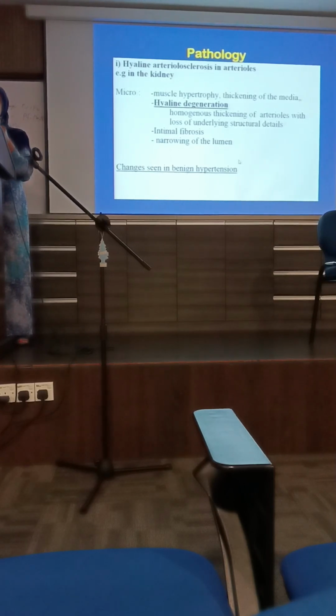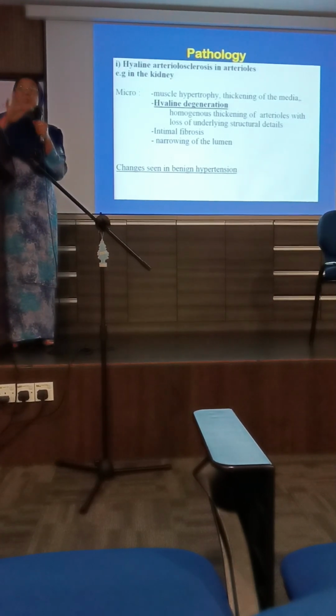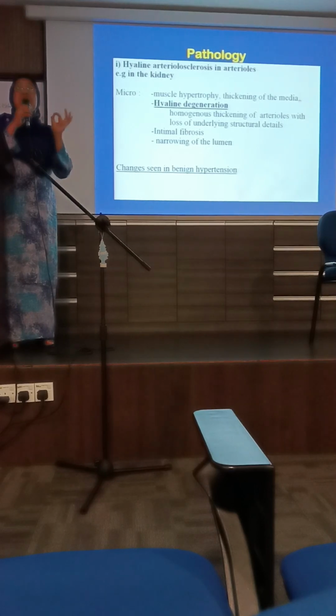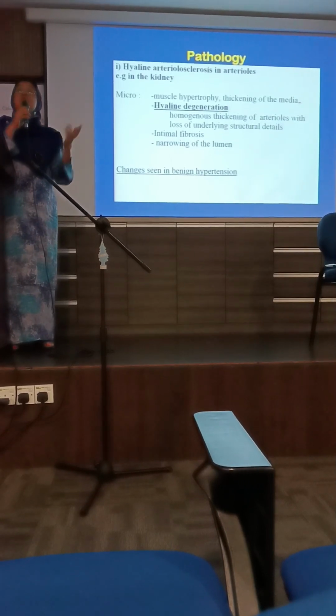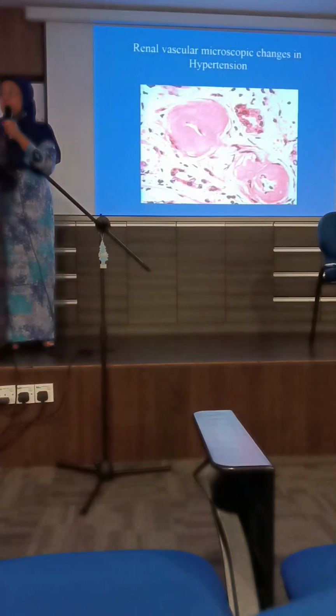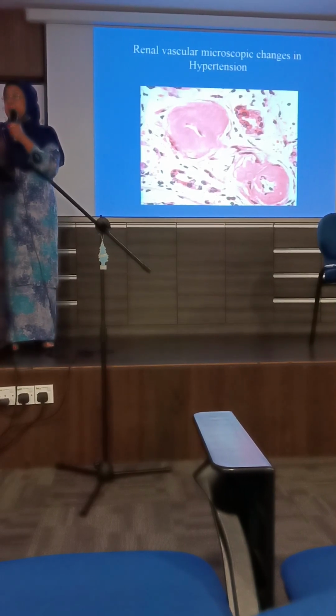Now, hyaline can be seen in hypertension, which is not so severe. Okay, not so severe but prolonged, and usually we refer this as benign hypertension. This word benign has nothing to do with cancer. Benign just means it is not so severe. Okay, so changes seen in benign hypertension. So this is how, look, there is hyaline deposition, thickening of the wall, narrowing of the lumen. Okay, all right.